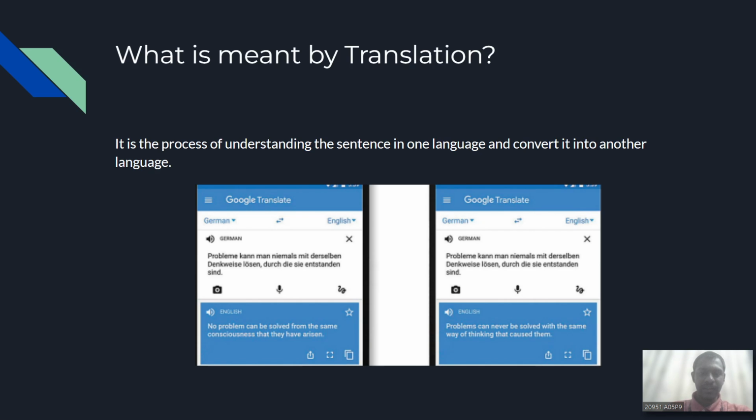So, what exactly is meant by translation? In this context, it is nothing but the conversion of sentences from one language to another language without changing the meaning of the sentence. So this is what translation means.